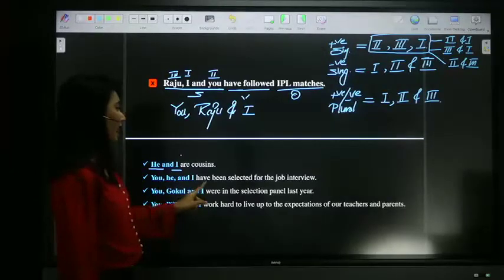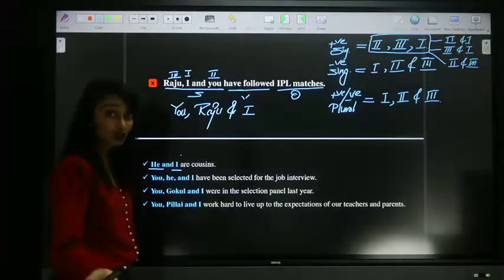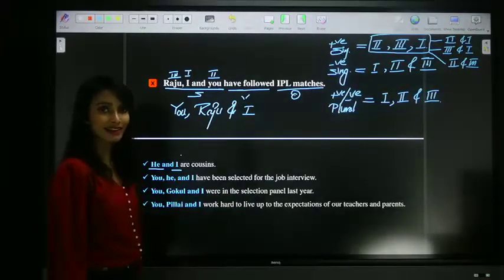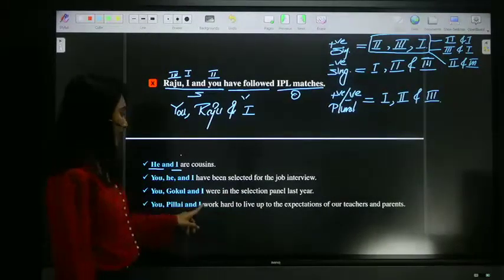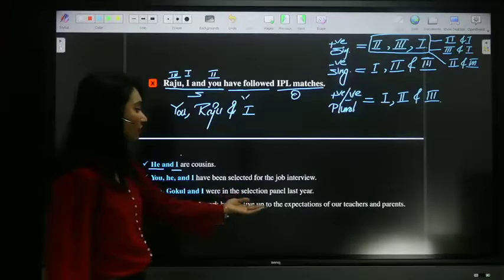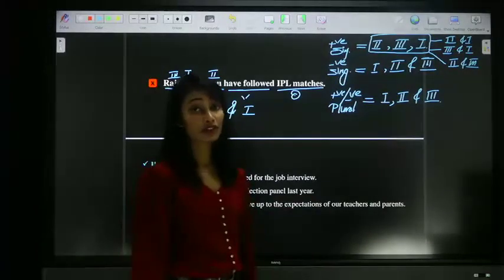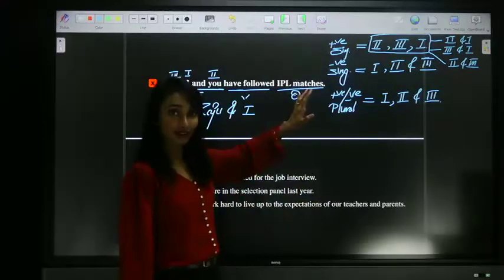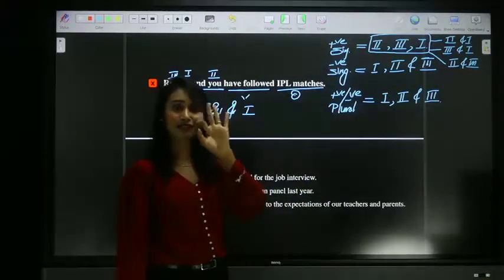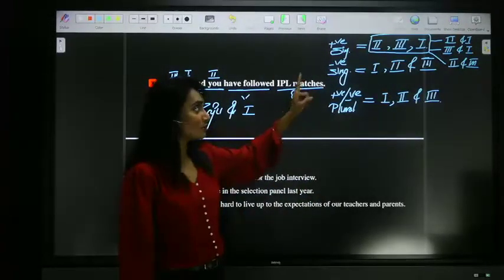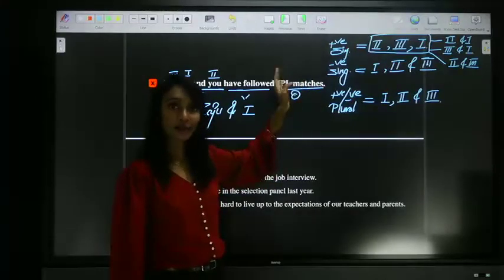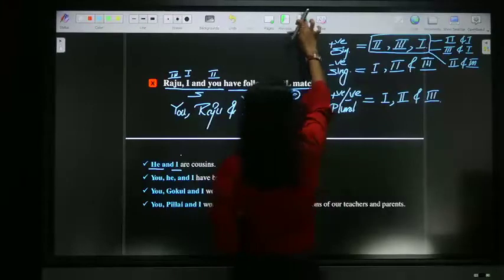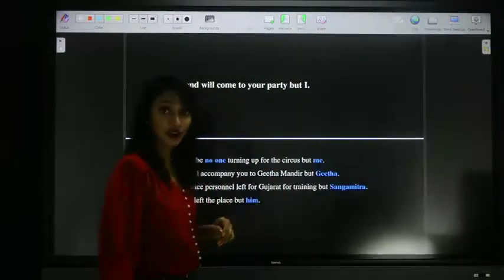You, he, and I have been selected for the job interview. You, Gokul, and I were in the selection panel last year. You, Pillai, and I work hard to live up to the expectations of our teachers and parents. I hope it is clear to you. This is the order for three persons or two persons. Positive, negative, singulars; positive, negative, plurals. Now let's move on to the next sentence. If you have any doubt, please let me know through your comments.